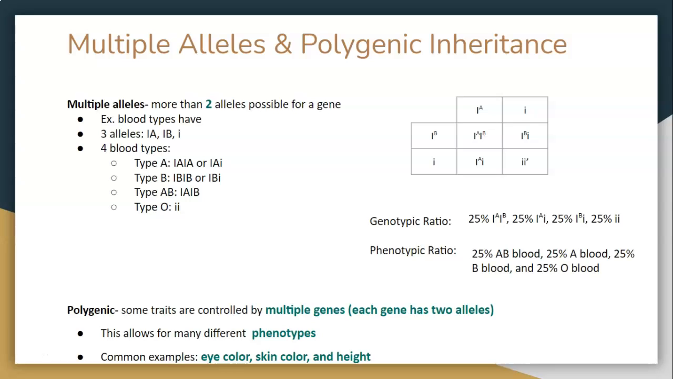Polygenic inheritance is when you have multiple genes controlling a trait. So this is when you have genes that have 2 alleles each, but 2 or 3 or 4 different genes controlling a singular trait. This allows for a ton of different phenotypes. So think about eye color and skin color and height. There's not just 1 or 2 phenotypes there, right? There's tons of different eye colors, tons of different skin colors, and this is because those traits are controlled by many genes.